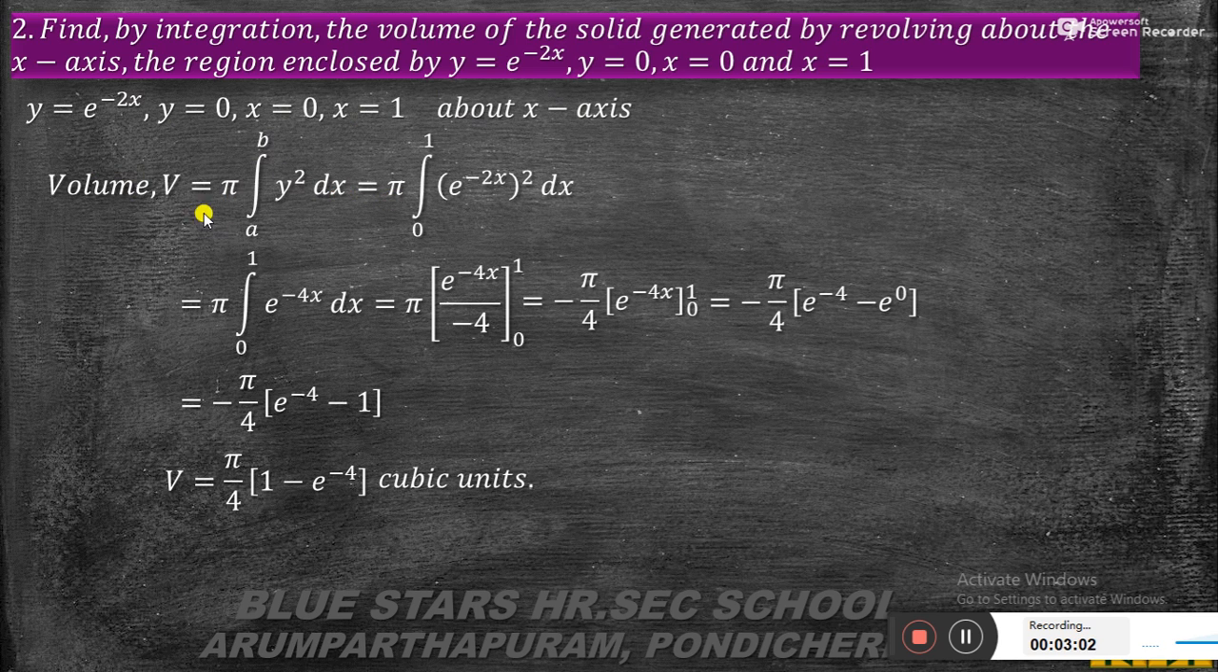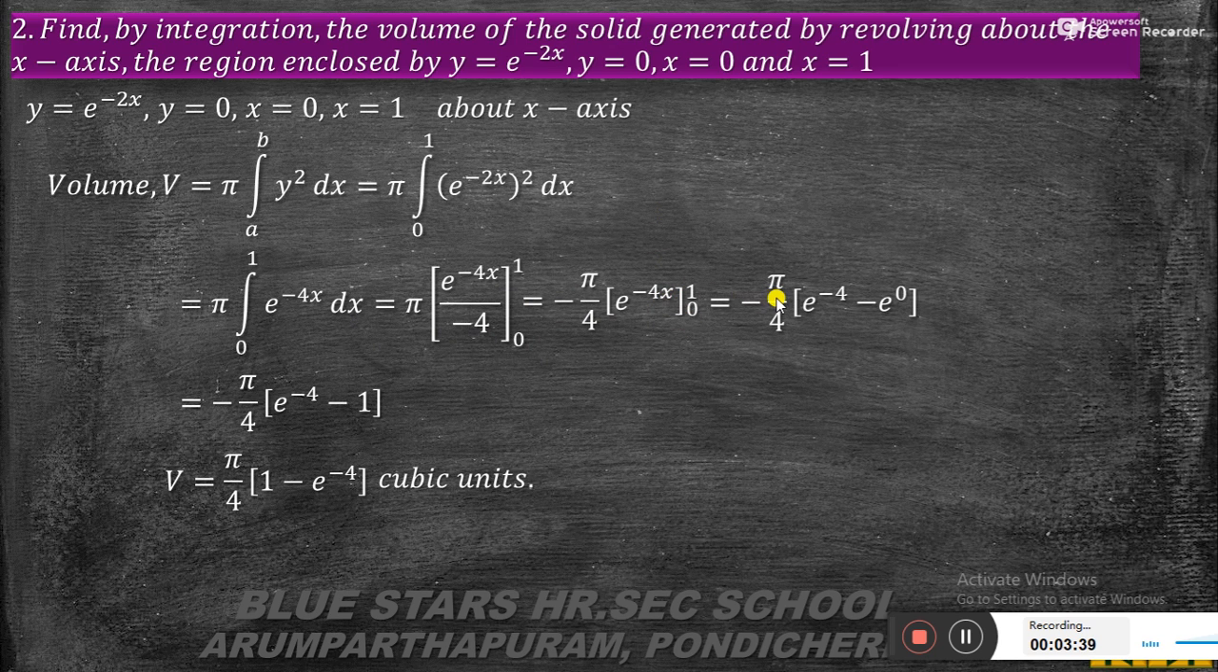So pi into, the limit is 0 to 1, y square means e power minus 2x whole square into dx. The next step: pi into integral 0 to 1 of e power minus 2x whole square, which is e power minus 4x dx. Now we integrate the exponential: integration of e power minus 4x is e power minus 4x by minus 4, dividing by the coefficient of x, with limits 0 to 1. Taking the constant minus 4 outside, we get minus pi by 4 into e power minus 4x from 0 to 1.